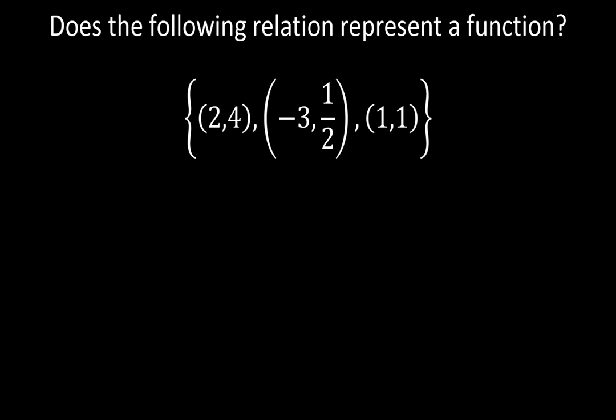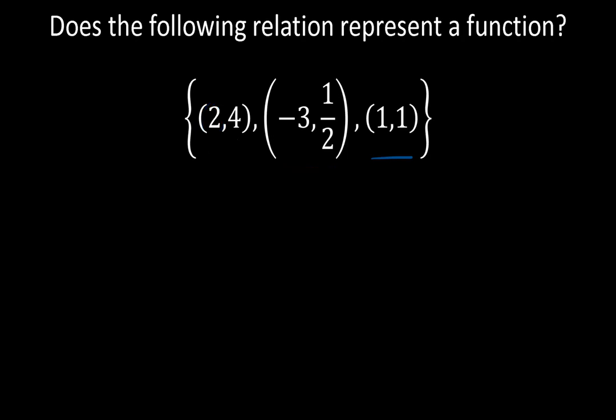Here we have a relation that consists of three ordered pairs. The first one is the ordered pair 2, 4. The second one is the ordered pair -3, 1/2. And the third is 1, 1. In order for this to be a function, each input can only be paired with one output. So when we look at our first input, 2 is paired with 4. And as I survey the other two ordered pairs, I see that 2 is not paired with any other number other than 4. So far, so good.